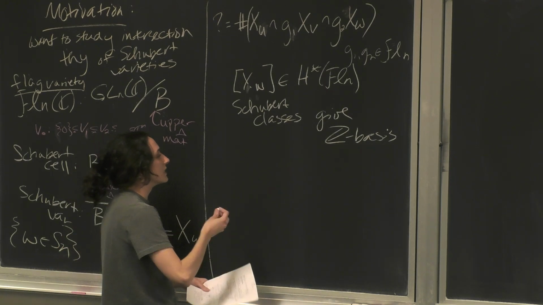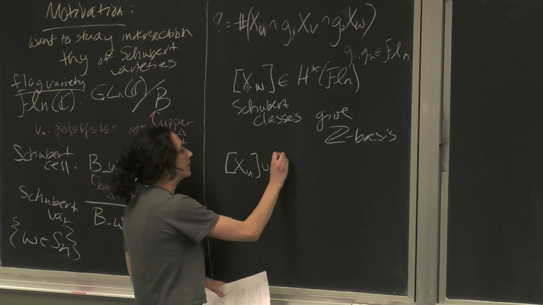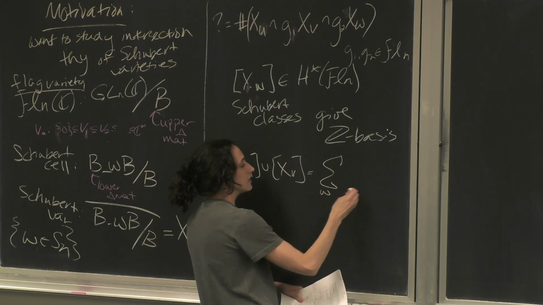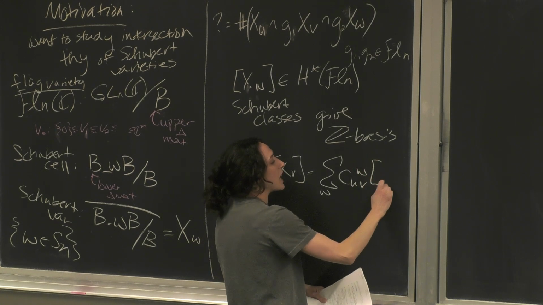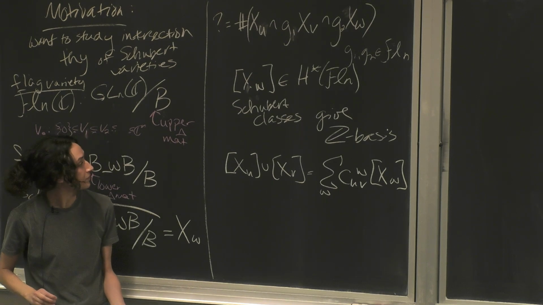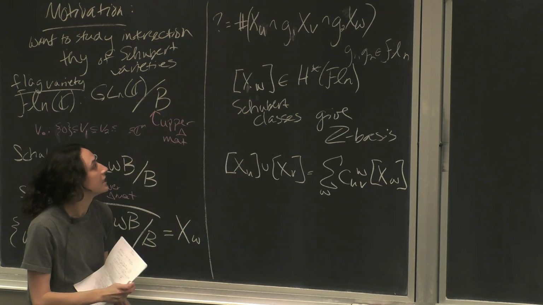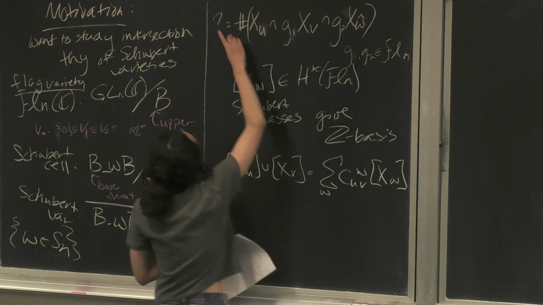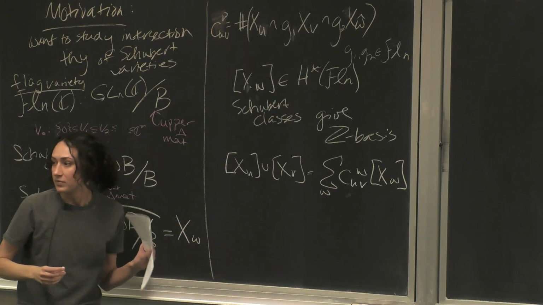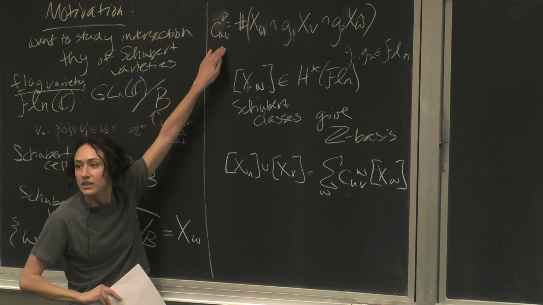And so what this means rather explicitly is I can take the cup product of x_u with x_v, and that's going to expand back into this Schubert basis. And what we know, based on how we're formalizing this cohomology, is, in fact, this number and this number are going to be the same. So computing this product in cohomology is going to precisely compute this intersection number.